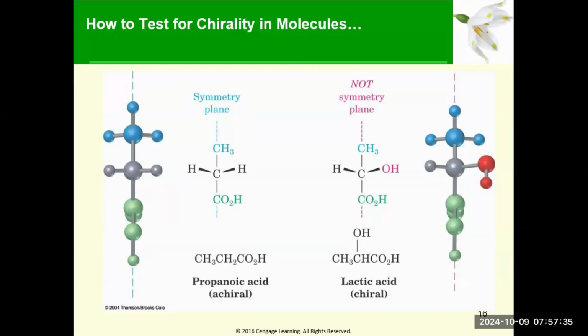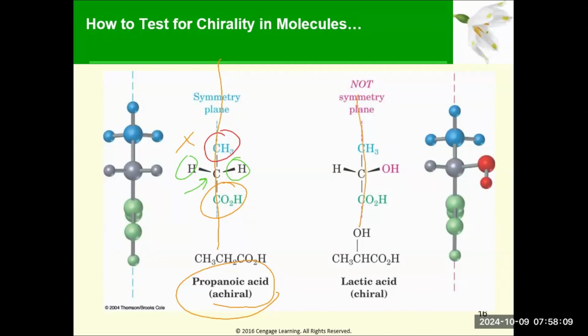All right, so let's do another test. Let's look at propanoic acid. If you look here, this carbon has 2 hydrogens on the side. So this carbon is not bonded to 4 different things, only hydrogens. And then you have something different here and something different here, but it is not 4 different things. Therefore, there's a line of symmetry. This is achiral. Whereas with lactic acid, we're bonded to 4 different things.